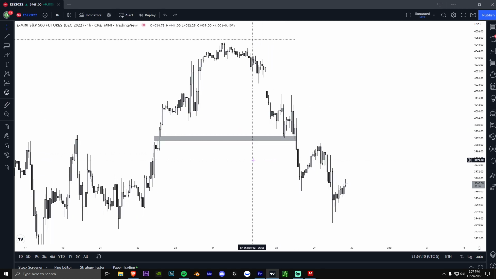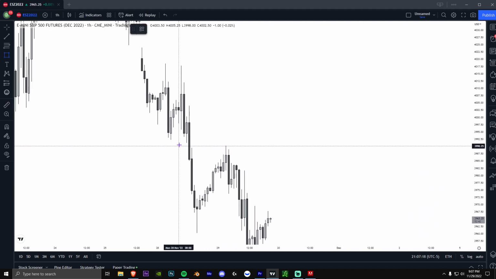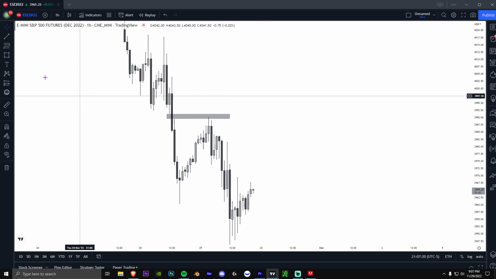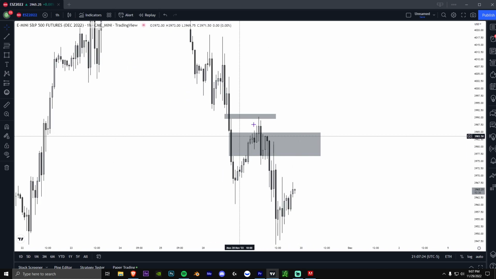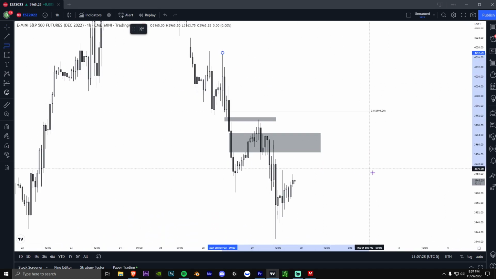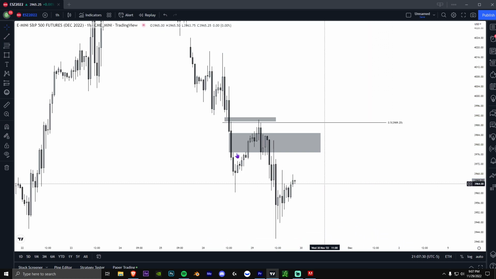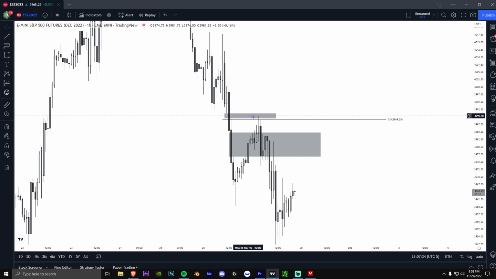So I saw that, and then what else did I see? I saw that on this dump with displacement, we created a tiny fair value gap, okay? And yes, we do have a fair value gap right here, but obviously this fair value gap on the bigger time frame is not quite in premium, so that's why it's not a good fair value gap, okay? However, this one is. So you can kind of see that.